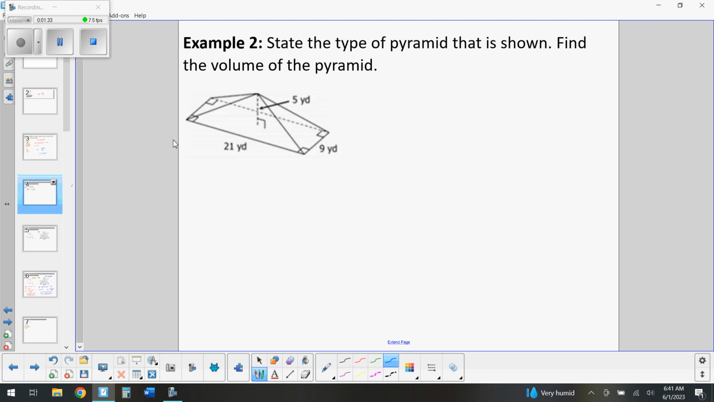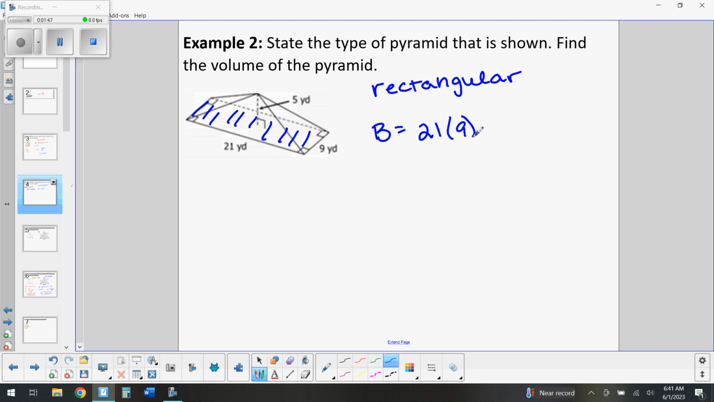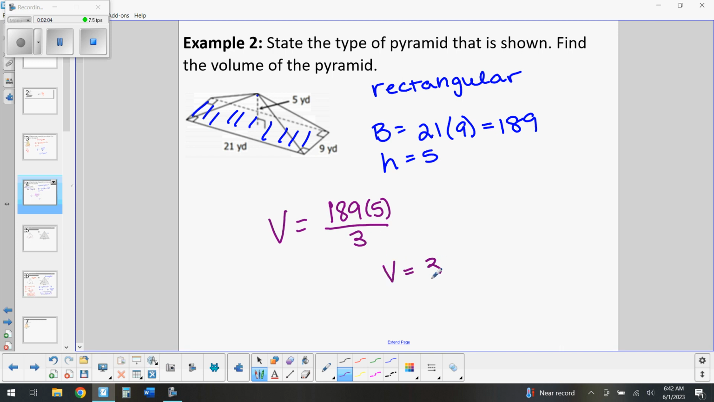All right, this one, the base here is a rectangle. So this is a rectangular pyramid. The base is going to be 21 times 9, which is 189. And the height from the vertex to the base is 5. So here my volume will be 189 times 5 over 3. And that gives me 315 cubic yards.